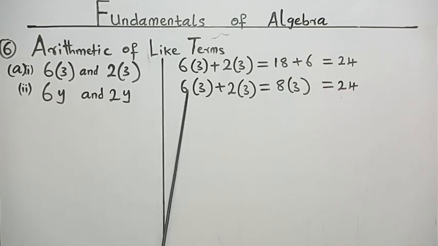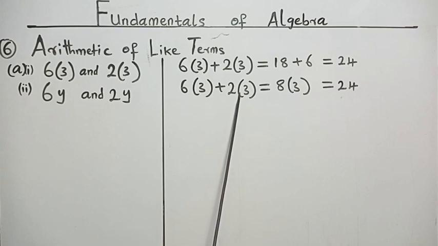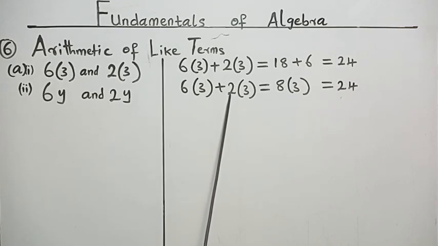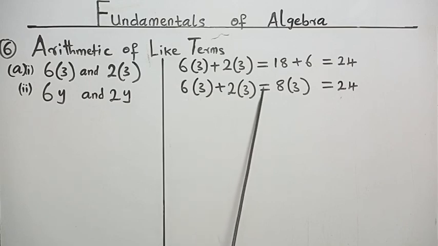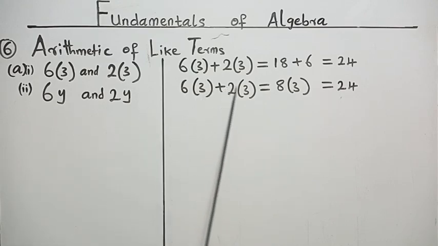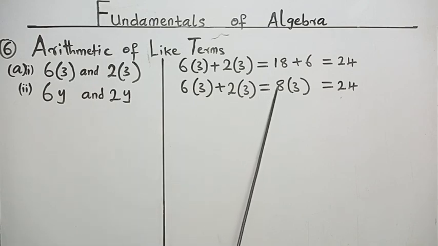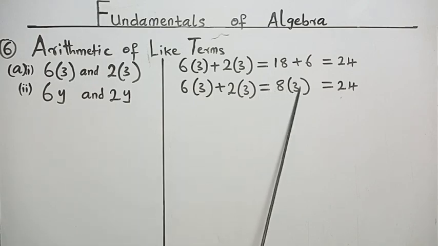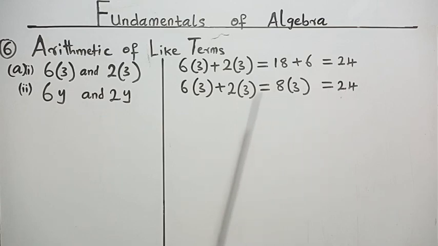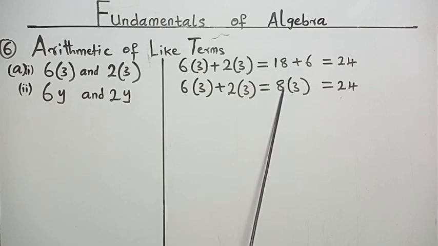See it here. 6 bracket 3 plus 2 bracket 3 means 6 3s plus 2 3s. If I add 6 3s to 2 3s, I will be getting 8 3s. I hope you know why. If you put 6 3s to 2 3s, logically, and by any other means, we know that the result is going to be 8 3s. And 8 3s is equal to 24. Therefore, the new thing is that we now have 8 3s.